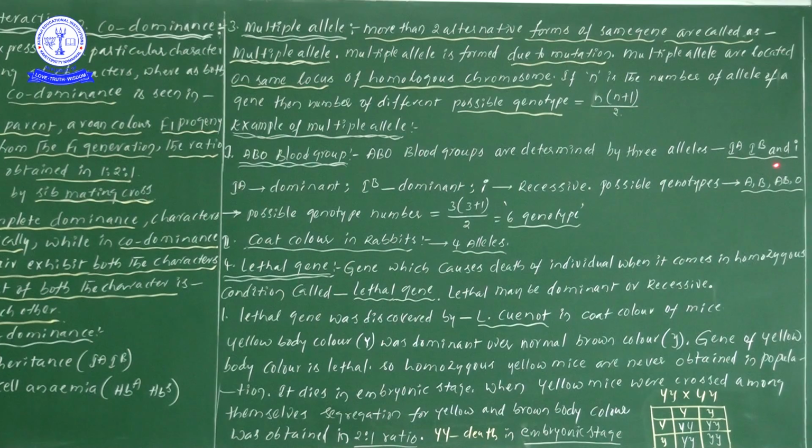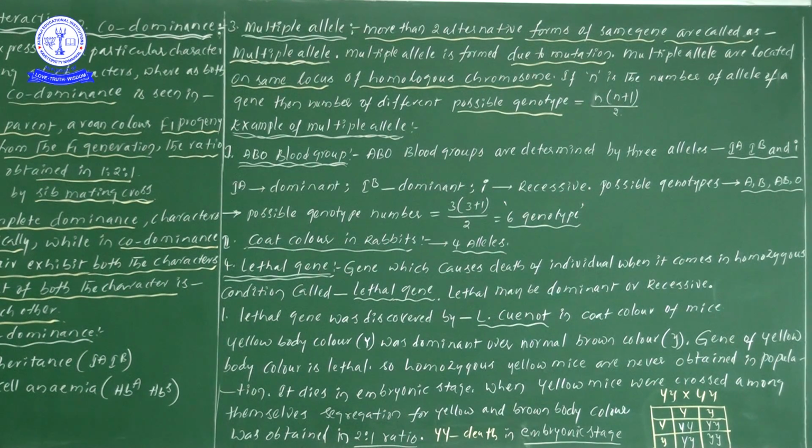IA, IB and i. Here IA and IB are both dominant, and the normal small i is written as small i. So there are 3 alleles: IA is dominant, IB is dominant, and small i is recessive.